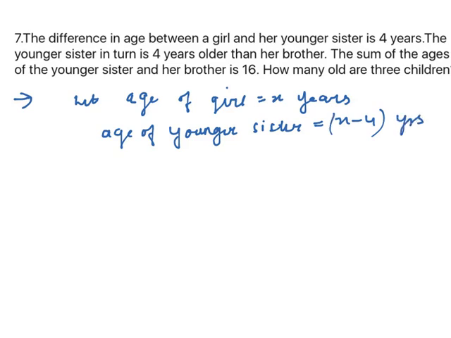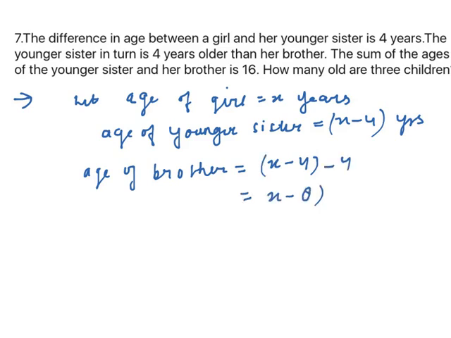Now, next they have given the younger sister is 4 years older than her brother. So the brother is 4 years younger than the younger sister. So age of brother will be 4 years younger than younger sister, x minus 4 minus 4. It will give us x minus 8 years.